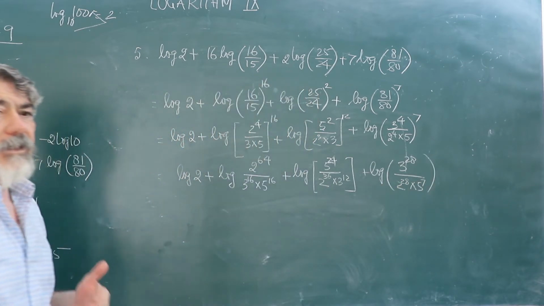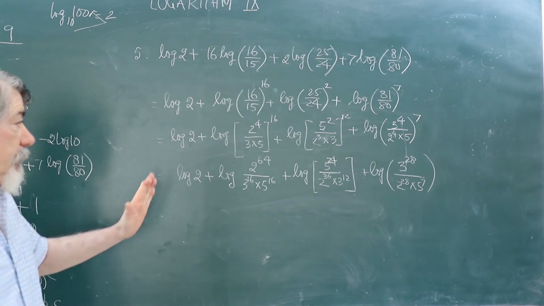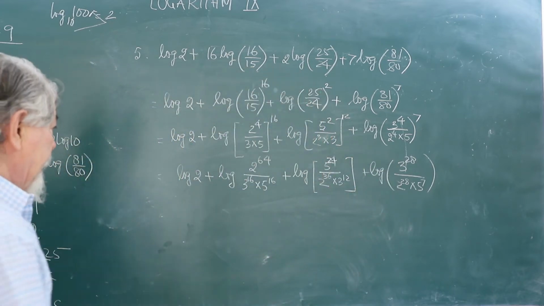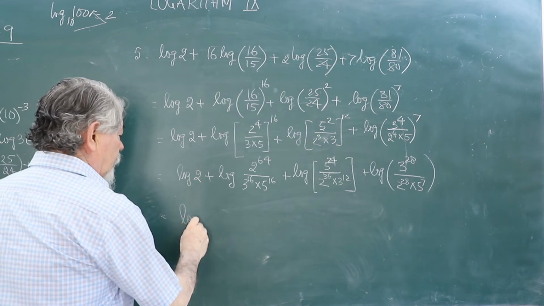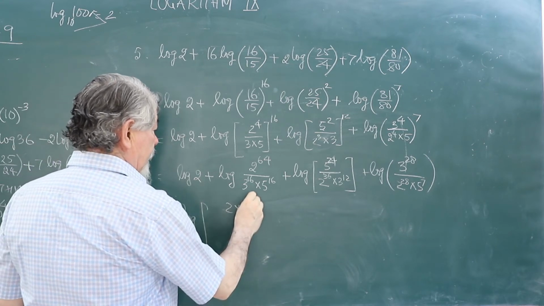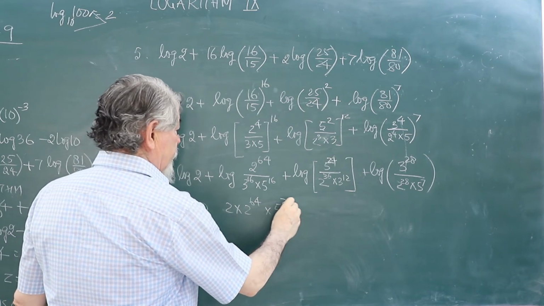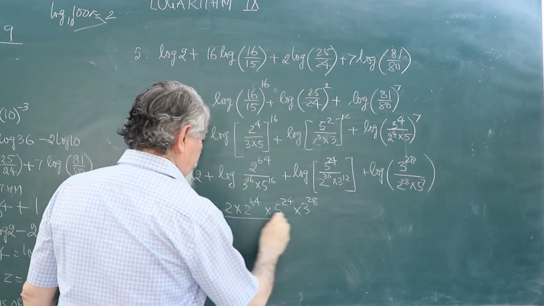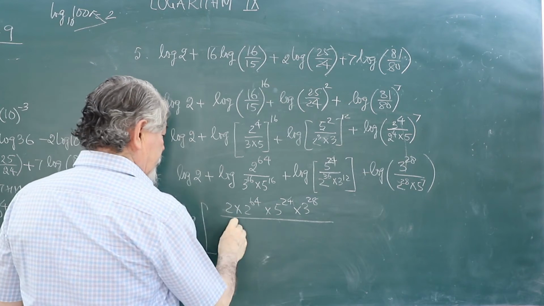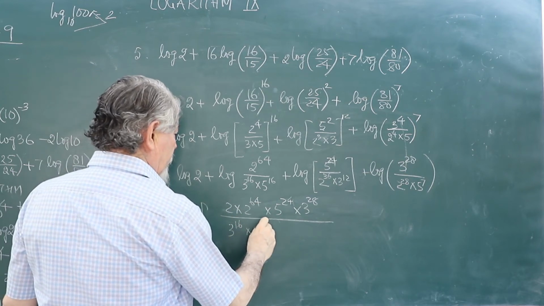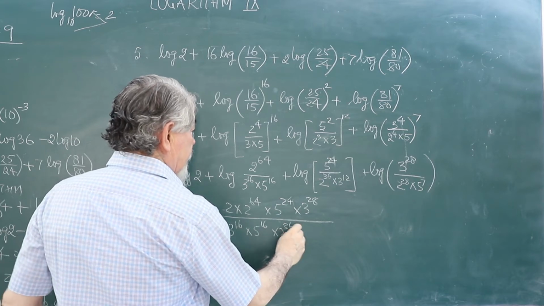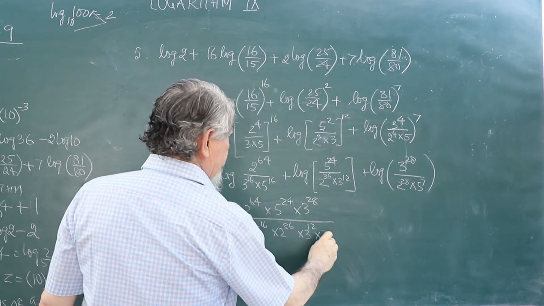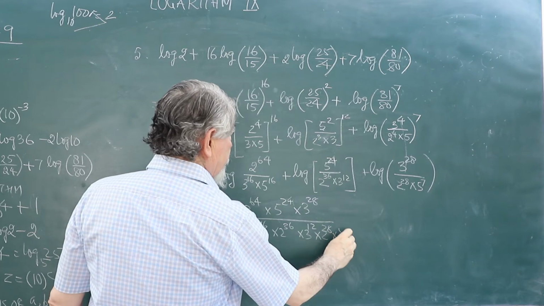All our additions will convert into multiplication. Log A plus log B plus log C plus log D. So we can convert everything into multiplication. That will become log 2 into 2 to the power 64 into 5 to the power 24 into 3 to the power 28 upon, here there is nothing, here it is 3 to the power 16 into 5 to the power 16, 2 to the power 36, 3 to the power 12, 2 to the power 28, and 5 to the power 7.